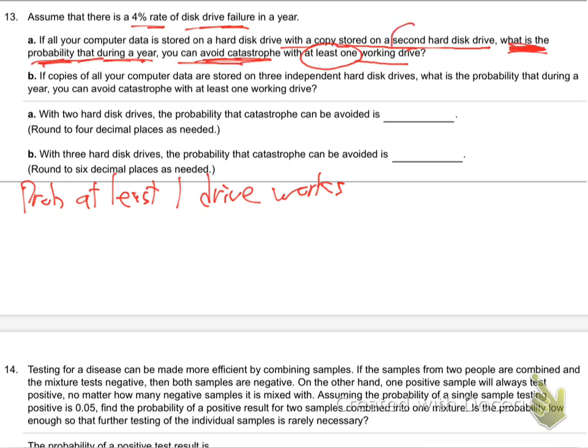I don't know if you just caught that second up there. See it right here? So you're putting your data on two hard disk drives, the original and a backup. One out of two. And they're saying, what's the chance that at least one drive continues to work throughout the year so you don't lose all your stuff? 96%? So remember, 4% chance that a disk drive will fail itself, one alone.